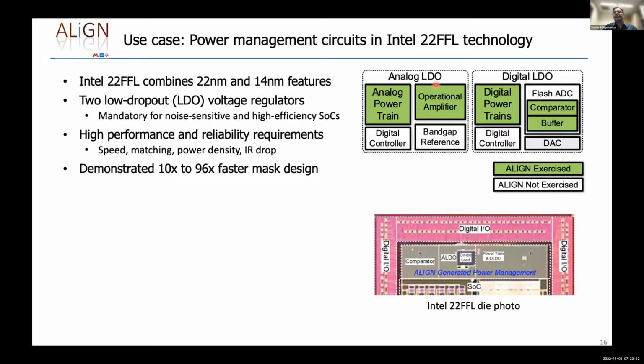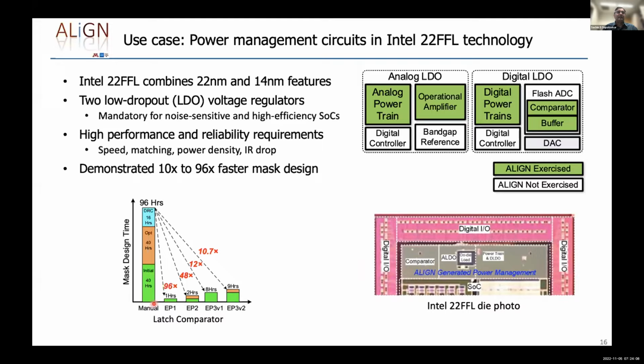There's an analog LDO and a digital LDO. There are two different circuits. Some parts of this were built manually where ALIGN was not exercised, and in other parts, ALIGN was exercised. And the interesting thing was in terms of the designer productivity. The manual design required something like 96 hours. The first entry point, the fully automatic solution, gave you almost 100x improvement in design time. When the designer specified the constraints, then it halved, it was about 50x. And then when the designer provided more input, it was something a little over 10x or so.